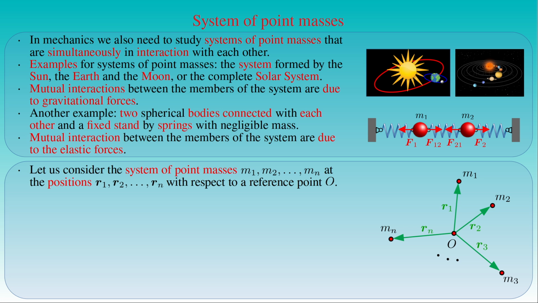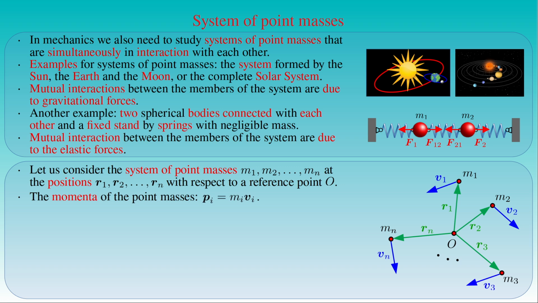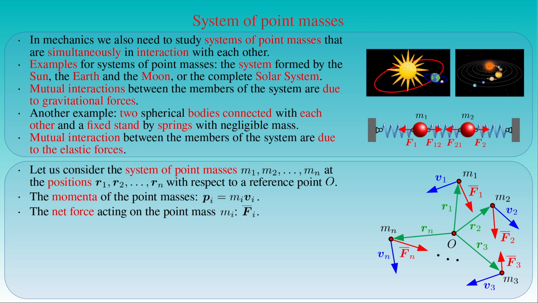denote the position vector of the point mass mi with respect to a reference point O by Ri. Let also Vi denote the velocity of the point mass mi, where the momentum pi of the point mass is given by the product of its mass mi and its velocity Vi. The net force F̄i acting on the point mass mi is equal to the vector sum of all the forces exerted on the point mass, that is the sum of the forces F_ij exerted on the point mass mi by the point mass mj, plus any net external force acting on the point mass mi.